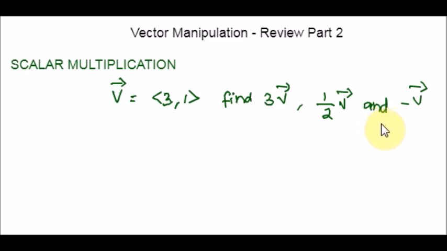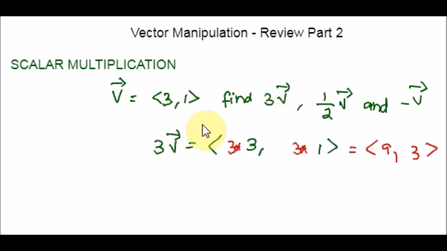Okay, first I'm going to give you a geometric representation. If v is equal to (3, 1), then 3v would be: I'm taking the same (3, 1) and multiplying both components by 3. So I get (9, 3). So this is the 3v vector.